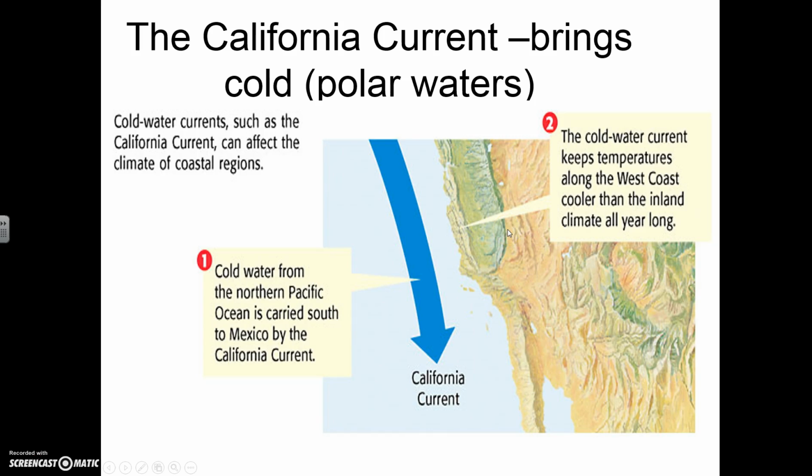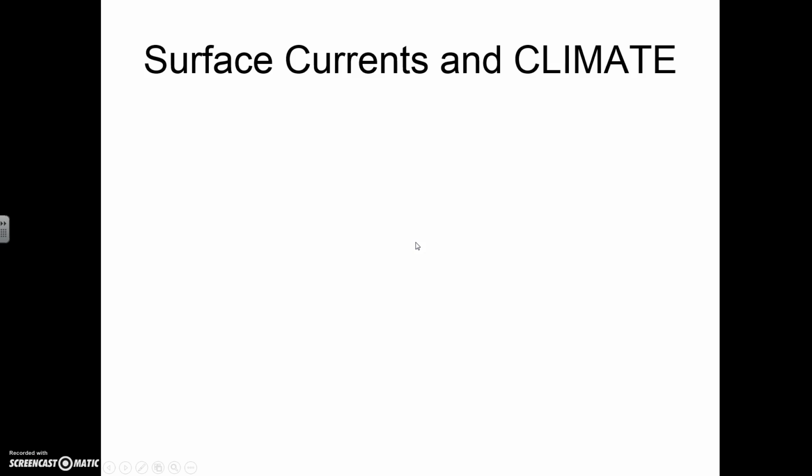The California current brings cold water from the polar waters. So it goes right here. That's why the California weather is pretty consistent throughout the year. It's because it's that same cold water that's coming in. It's about 60 to 70 degrees throughout the entire year. That's because of this current right here.